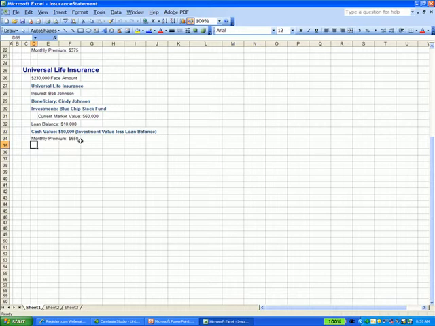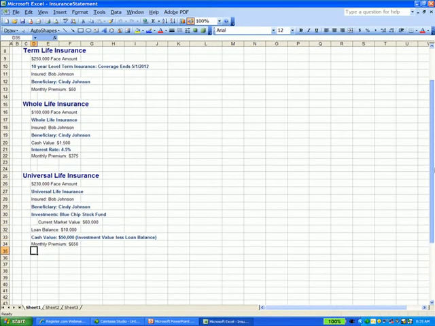You'll see that the monthly premiums are much higher than my other examples, $650. Scrolling back up here, the term life was $50 a month. The whole life, just life insurance coverage, was $375.